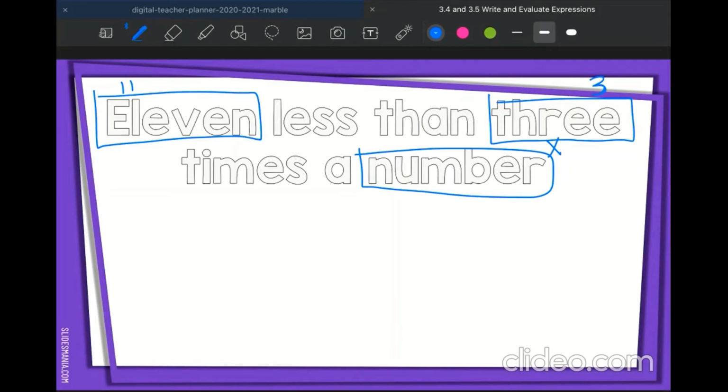All right. What about some operations? Who can tell me some operations in this problem? Some operations. Less. What does less tell me to do?